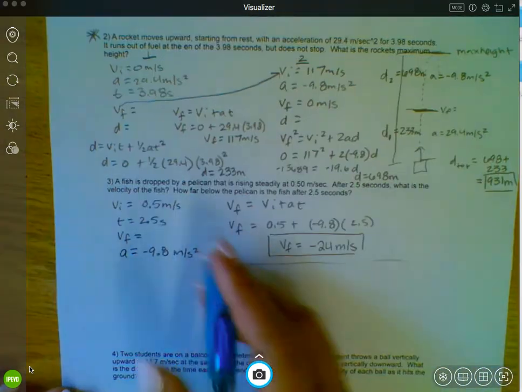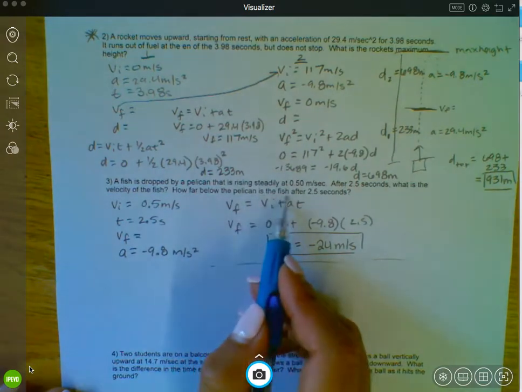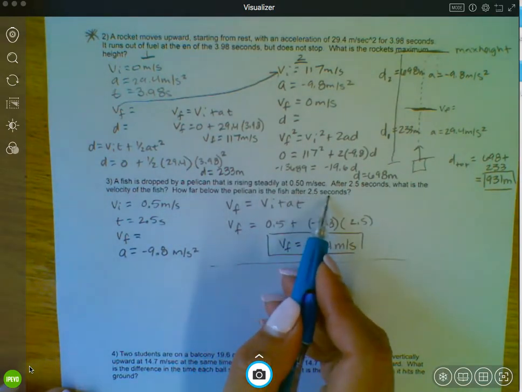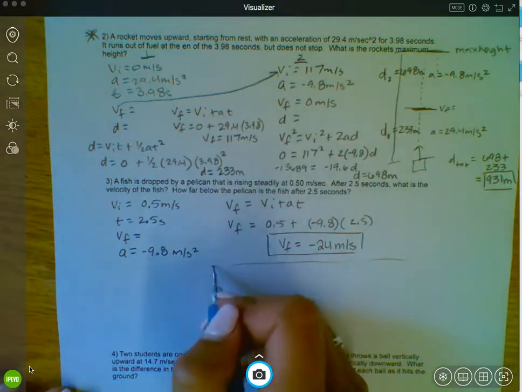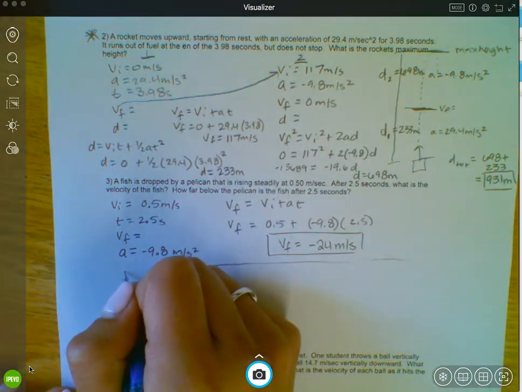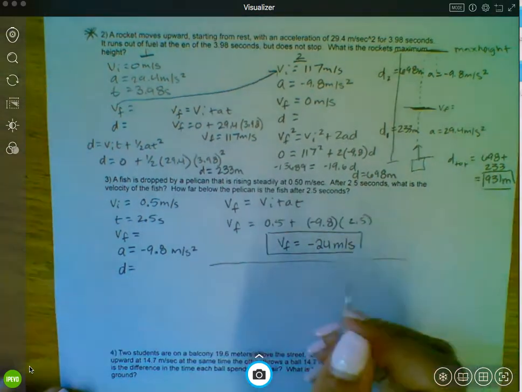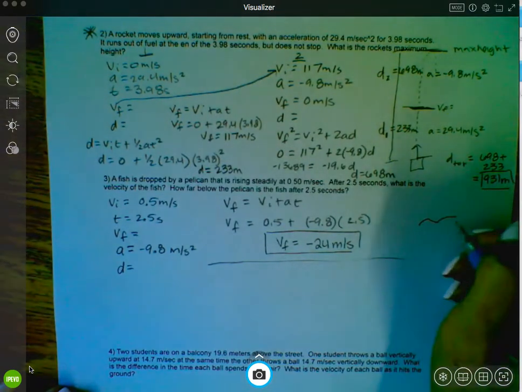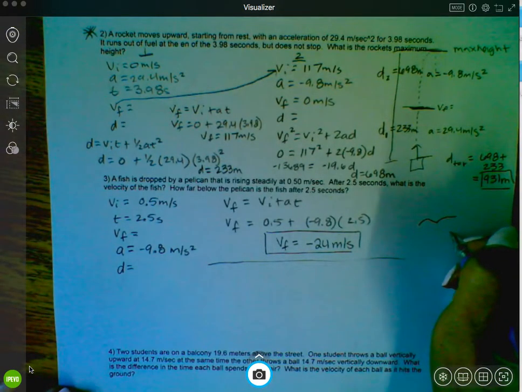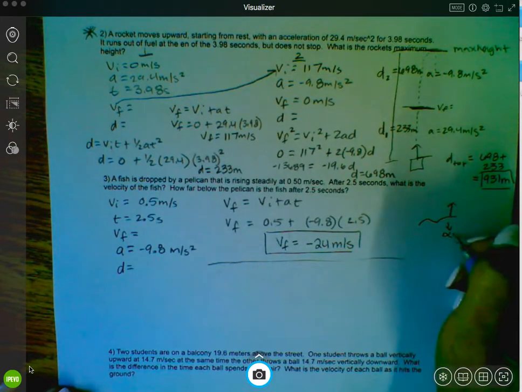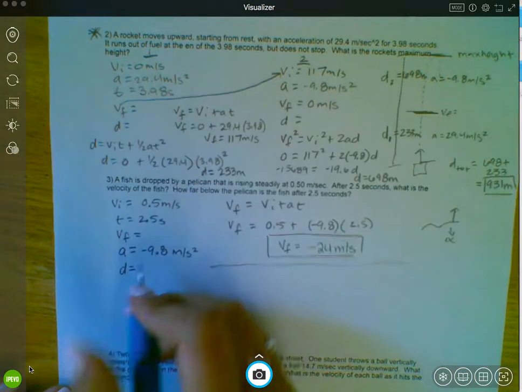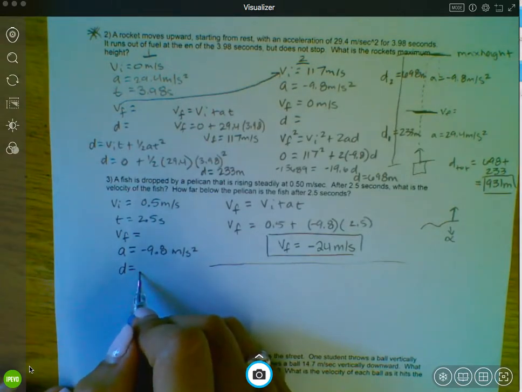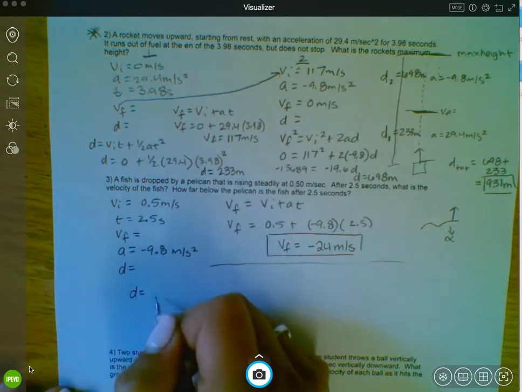And then part B says how far below the pelican is the fish after 2.5 seconds. So we want to find the displacement of the fish. I don't know how to draw a pelican, but there's a bird, and then there's the fish. It dropped it, so the bird's actually moving upward and the fish is now moving downward. For the displacement of the fish after 2.5 seconds, we can use this one.